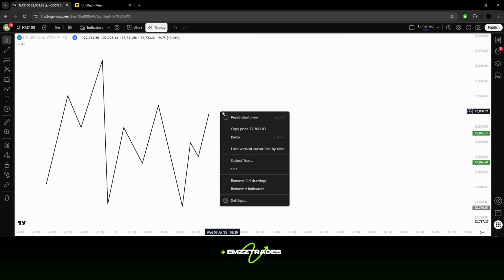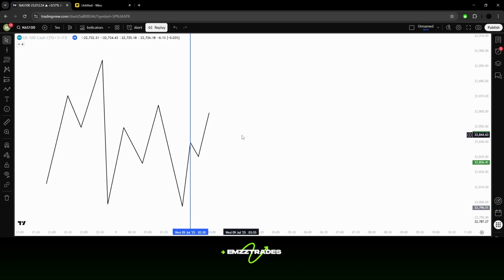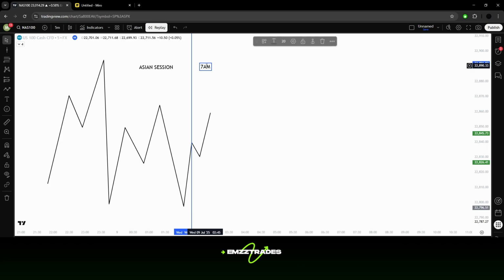and how to actually see it just within lines. As you can see, now we have a lot of lines lined up. What I'm going to be doing is marking out my time frame. So that's 7 a.m. right there. This is the Asian session right there, and this is our 7 a.m. time frame. So this is our 7 a.m. and this is our Asian session.